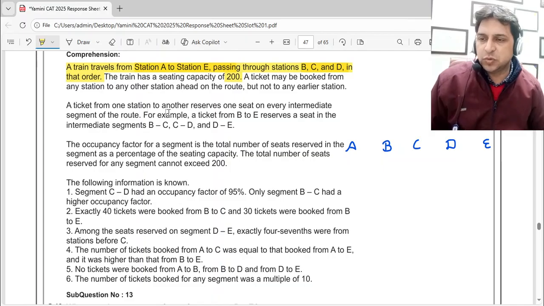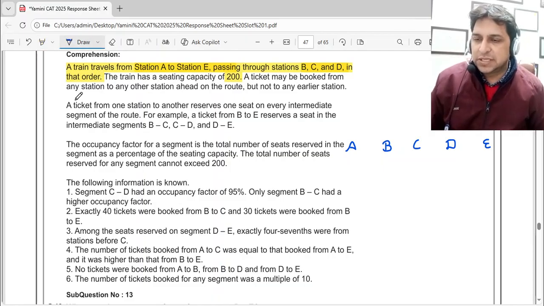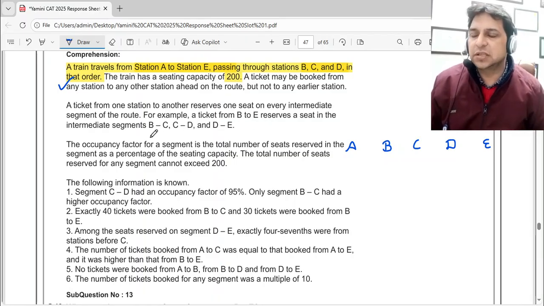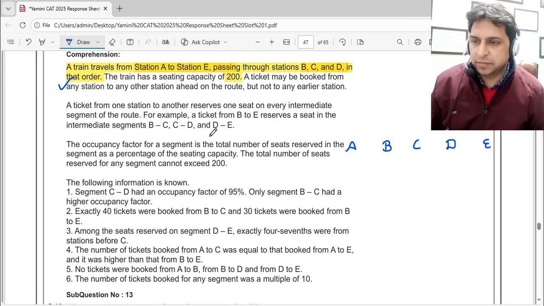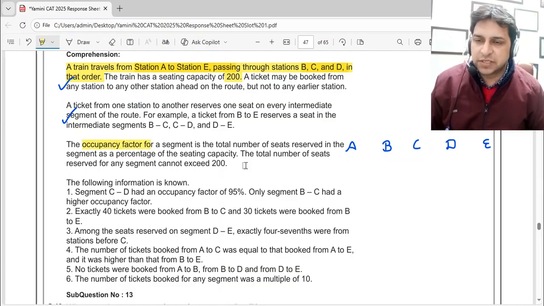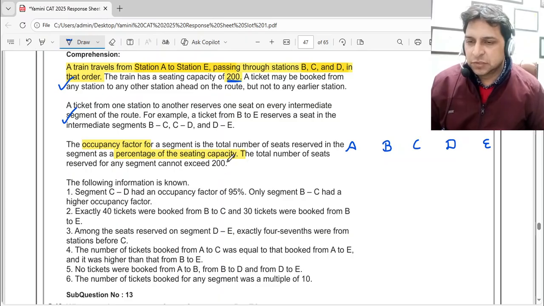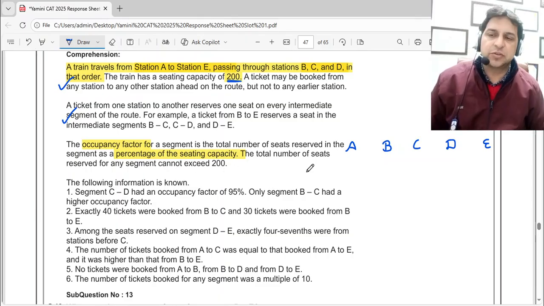A ticket from one station to another reserves one seat on every intermediate segment to the route. For example, a ticket from B to E reserves a seat in the intermediate segments B to C, C to D, D to E. That means if somebody is booking the train ticket from A to D, for example, then A to B, B to C, C to D, all that will be taken as reserved for him. The occupancy factor for a segment is the total number of seats reserved in the segment as a percentage of the sitting capacity. The sitting capacity has already been given to us, that is 200. The total number of seats reserved for any segment cannot exceed 200.